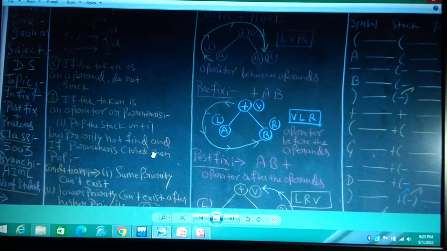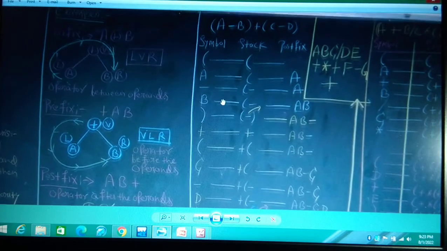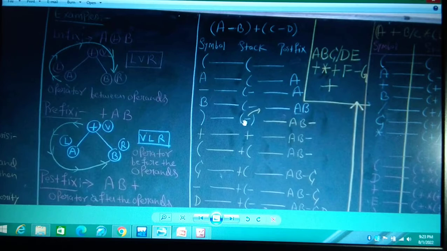If the parenthesis closed, then pop. We have written in our algorithm, if the parenthesis closed, then pop. You can see that here the parenthesis closed, so you will pop. Pop means you will remove this one, so it will come here: A B minus. Next, plus will come here in your stack.